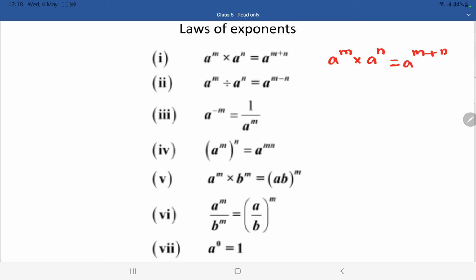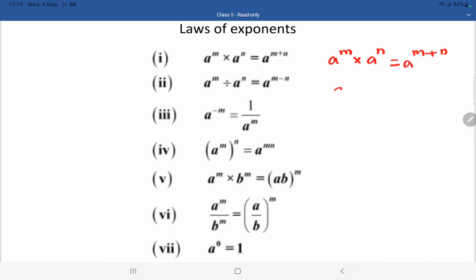Both bases are same. And here the power is m, here the power is n. So the powers are different and the base is same. When the powers are different and the base is same and you are multiplying them, here it is multiplication, you will get the law as a power m plus n. Okay, let us take an example for this.